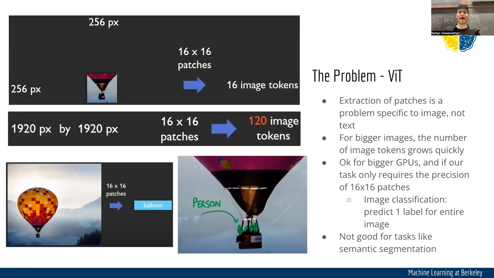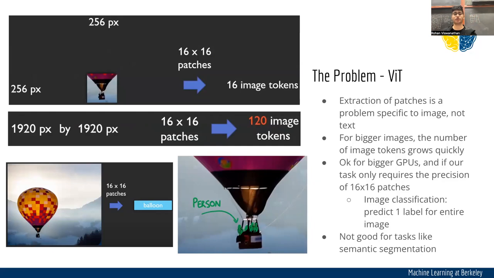But the extraction of patches is a problem specific to images, not text, right? In text, we're not really breaking things up by patches. We're just passing in words or sentences as embeddings. For bigger images, the number of image tokens will grow extremely quickly, which is okay for bigger GPUs, or if our task only requires the precision of 16 by 16 patches, right?